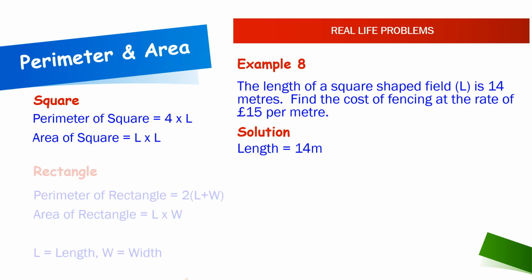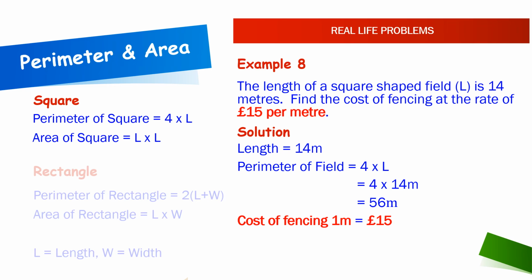So let's solve this. Again, let's write out the key points. The length of our square-shaped field is 14 meters. The formula for the perimeter of the field is 4 times L. Remember, we're trying to find the cost of fencing, so we're looking at perimeter. If we plug in the value of L equals 14 meters, we have that the perimeter equals 4 times 14 meters, which is equal to 56 meters.